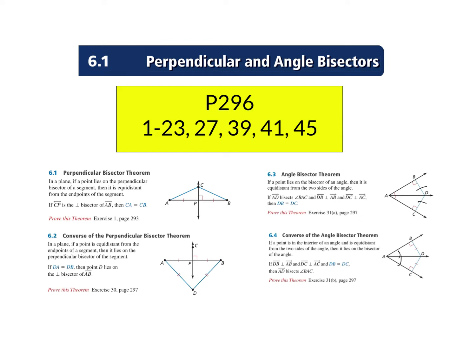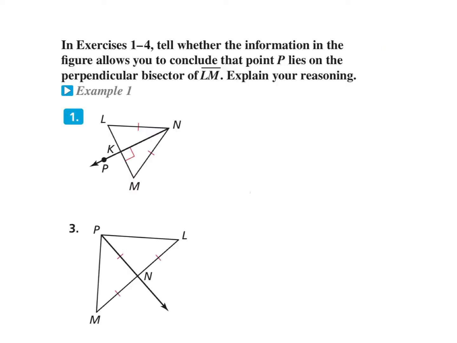All right, so let's do some problems. Tell whether the information in the following figures allows you to conclude that point P lies on the perpendicular bisector. Okay, and then explain your reasoning. You have to give a reason why. Okay, so is point P on the perpendicular bisector? Okay, so first of all, it is on a perpendicular line.